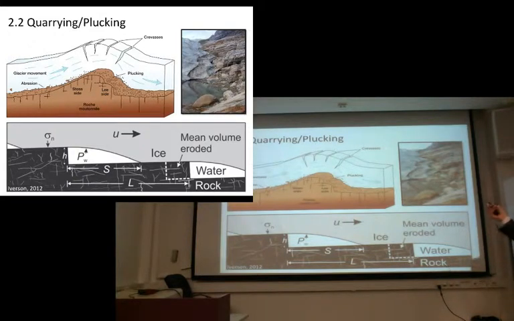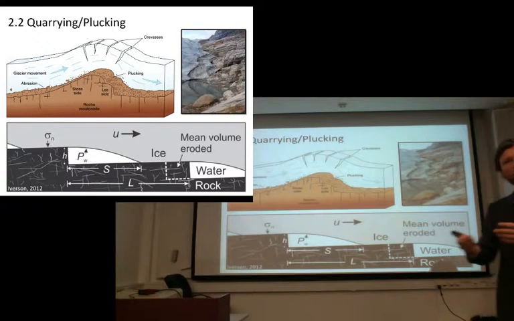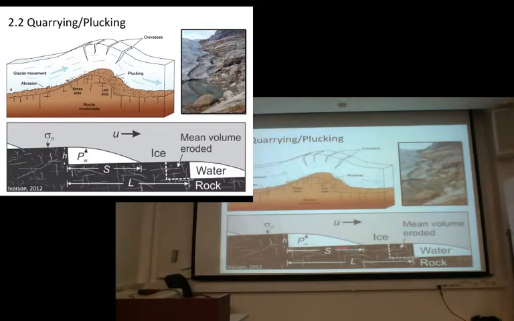And the basis for quarrying is a concept that was maybe tough to develop. People realized that when you have the bedrock here, because the ice is moving fast and it's not deforming, it's very viscous, it will go over some steps and it will not be able to close them because of the sliding.